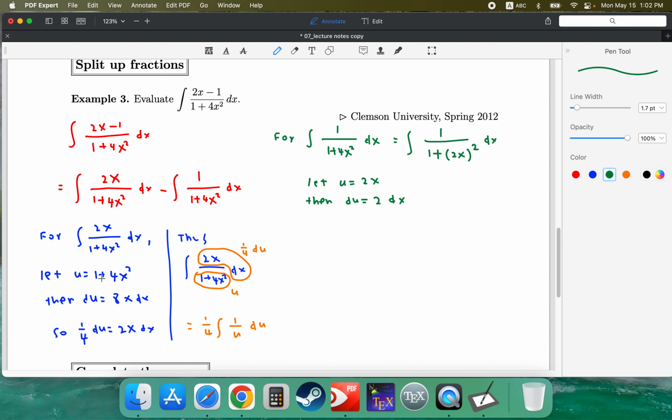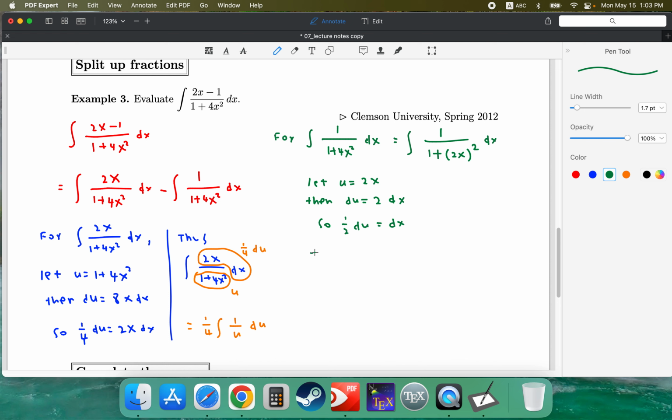Remember, if your u is quadratic, then your derivative du is linear. And right here we don't have x on top. That means our derivative must be a constant. That means your u must be linear. So 1/2 du is your dx.